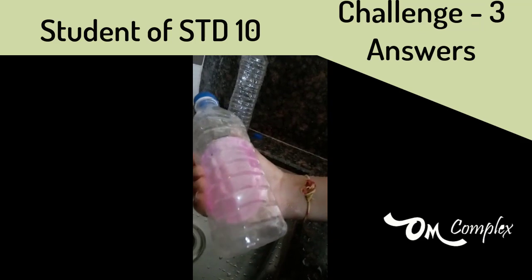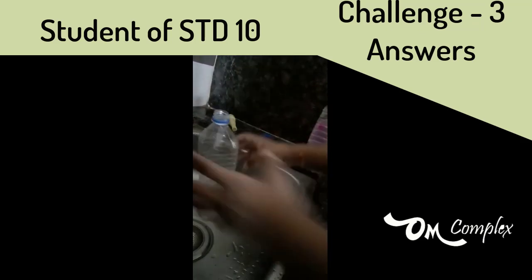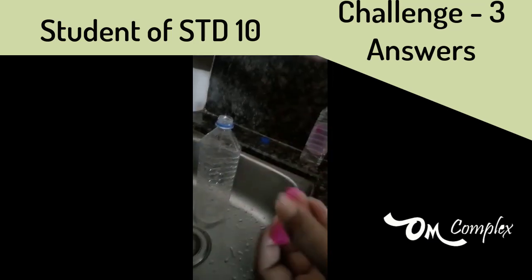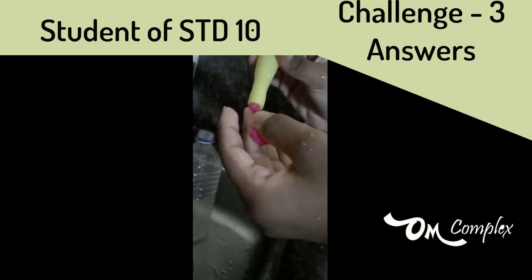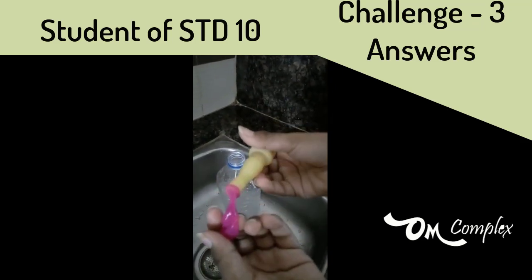You can see this bottle, and inside the bottle there is a balloon. How does the balloon get inside the bottle? For that, take one balloon and set it inside this funnel. Fit this balloon in this funnel like this. You can see.